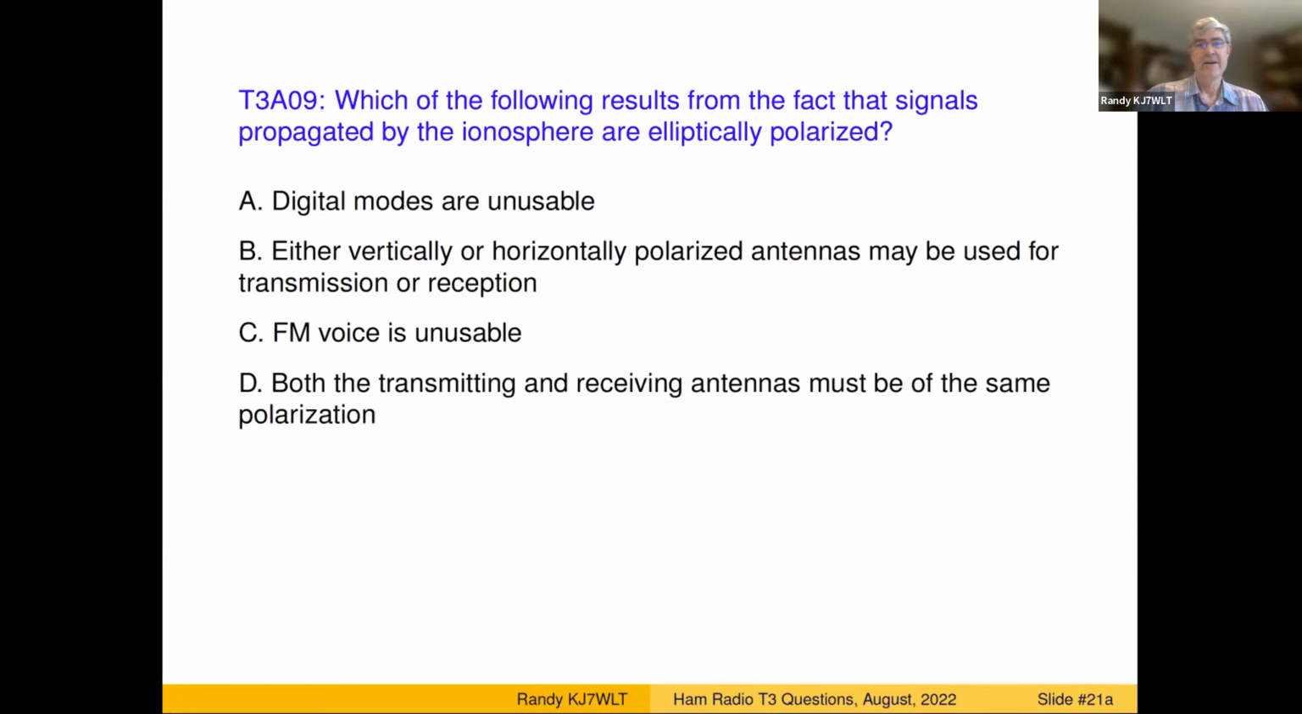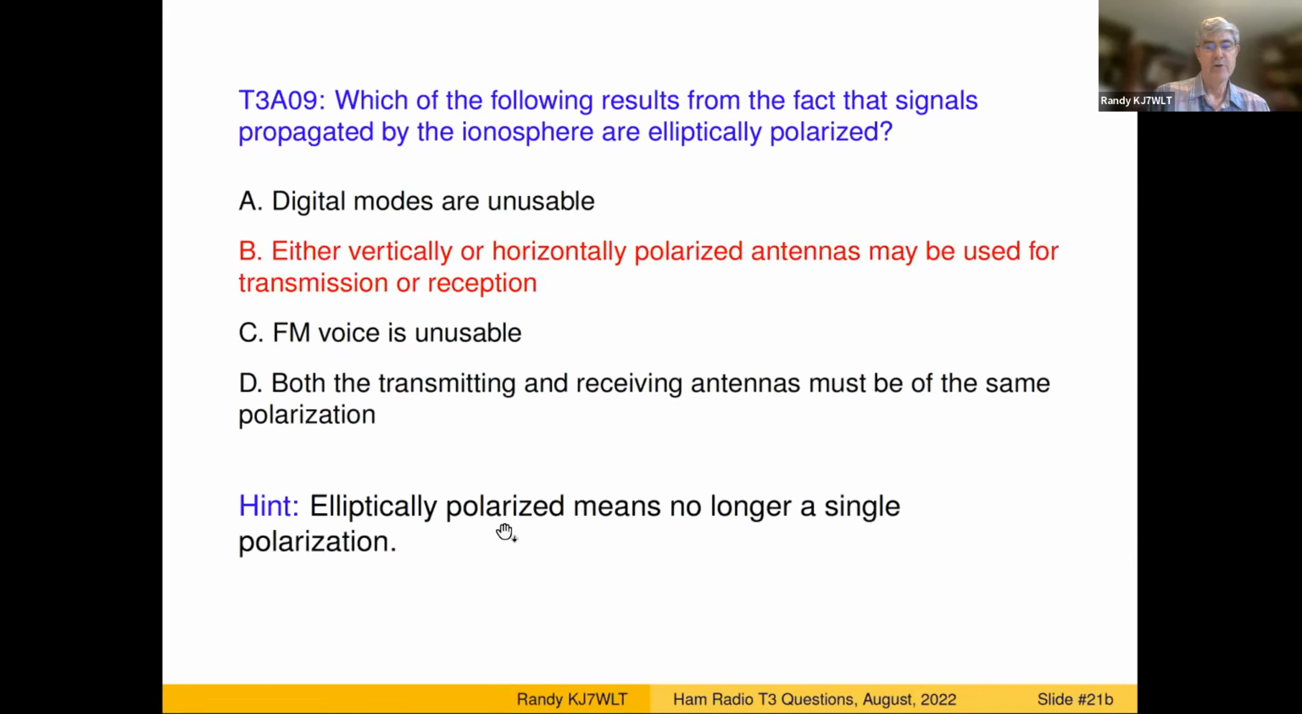And if you do a plot of how strong the signal is with different polarizations, it would be some sort of ellipse. It would be larger in the direction of the horizontal, if that's what it was originally, but there would also be some vertical polarization. So the main thing to remember here is that elliptically polarized means that it's not just purely horizontal or purely vertical. And so the fact that after you bounce off the ionosphere, you've got an elliptically polarized wave means that you don't necessarily have to be using an antenna that has the same polarization as what it was sent with.